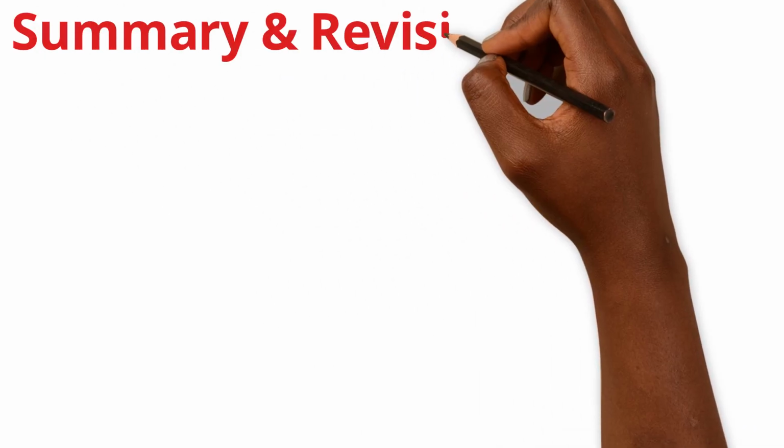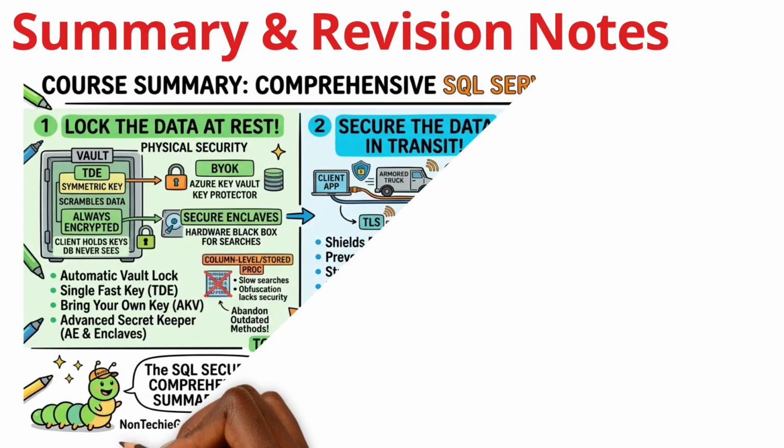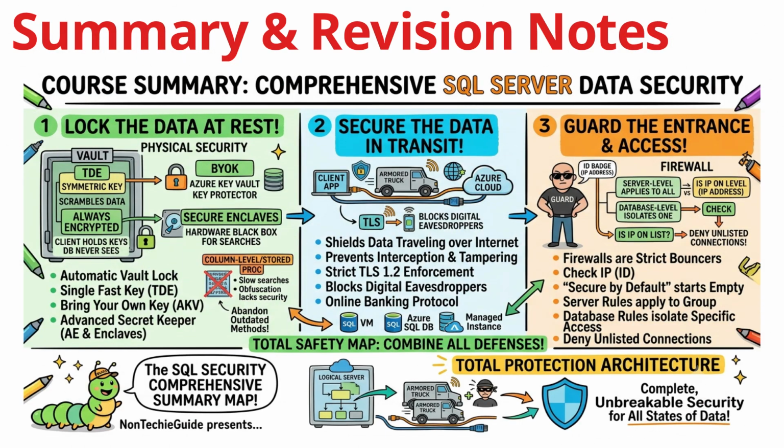We discovered that our data was our most valuable asset and required protection in two distinct states. We locked the digital vault for data at rest using transparent data encryption and secured our custom keys with Azure Key Vault. We then guarded the network's front door by configuring strict server and database firewalls to keep uninvited guests out. Finally, we deployed Always Encrypted and transport layer security, which successfully shielded our data in transit and built a complete unbreakable security architecture.